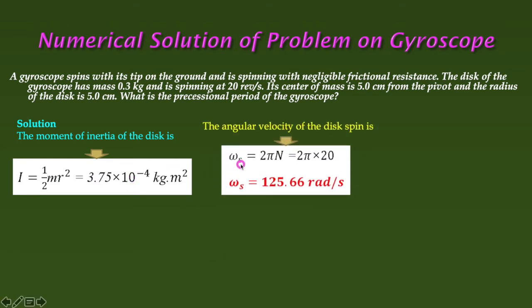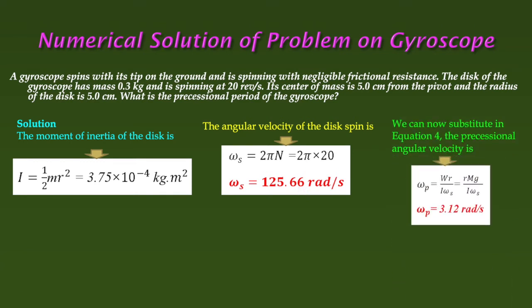Now, omega s, the spinning angular velocity, equals 2 pi n, the rpm is given, so we get 125.66 radian per second. Now we have to calculate the precessional angular velocity, which equals omega r by I omega s. That also we have derived. Substituting all these values, we get omega p equals 3.12 radian per second. You notice that compared to omega s, this precessional angular velocity is very small.